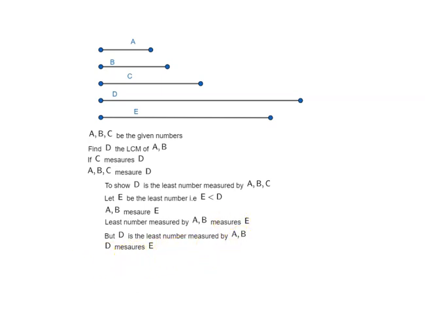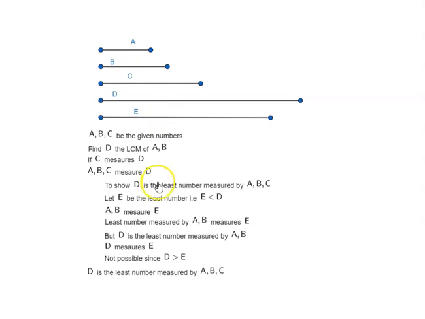But that is not possible. Why? Because D is greater than E. So D cannot measure E. So we can say that D is the least number measured by A, B, and C. Here I have taken the three numbers as 3, 4, and 6. So the LCM of 3 and 4 is 12, and 12 is also measured by 6. So the LCM of 3, 4, and 6 is 12.